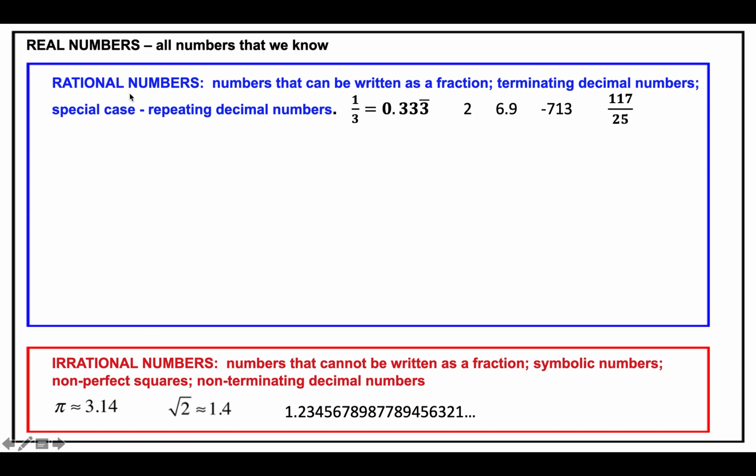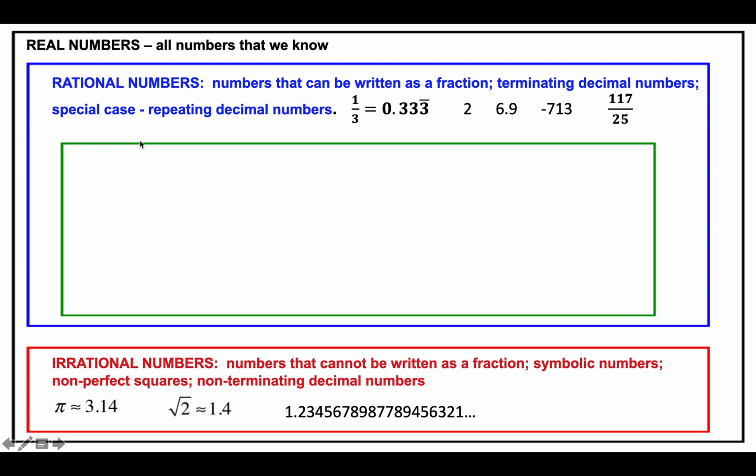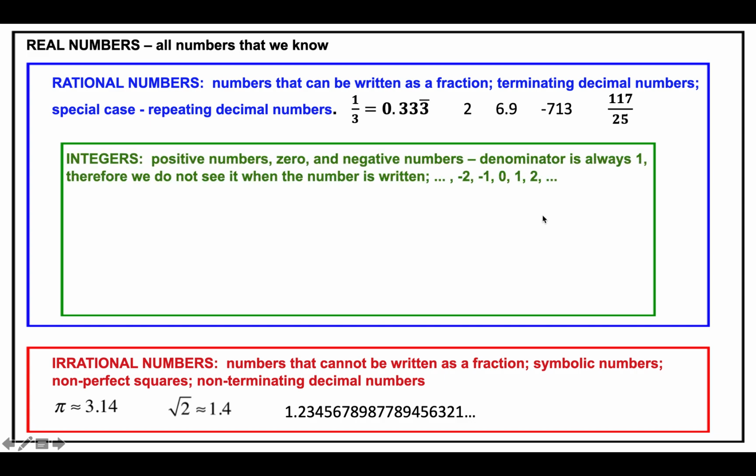Now, going back into our rational numbers, we have another subset of rational numbers. So draw yourself another box. I did mine in green. Make it big enough to fit inside your rational numbers. And those are called integers. We are pretty familiar with integers, and we might not even know that that's what they're called, but they're positive numbers, 0 and negative numbers, but their denominator is always 1. Therefore, we do not see the number 1 in the denominator when we write it.